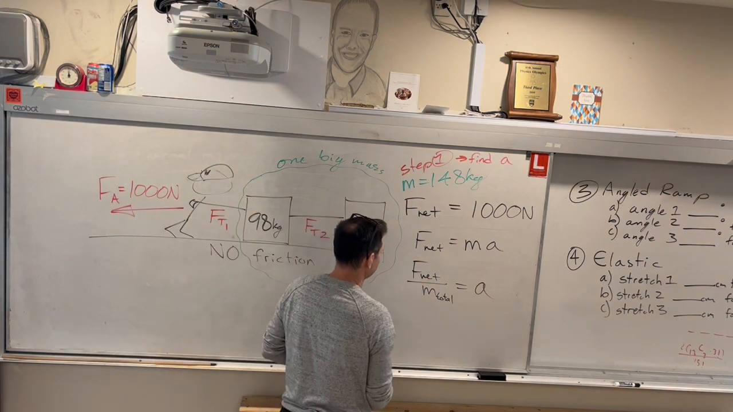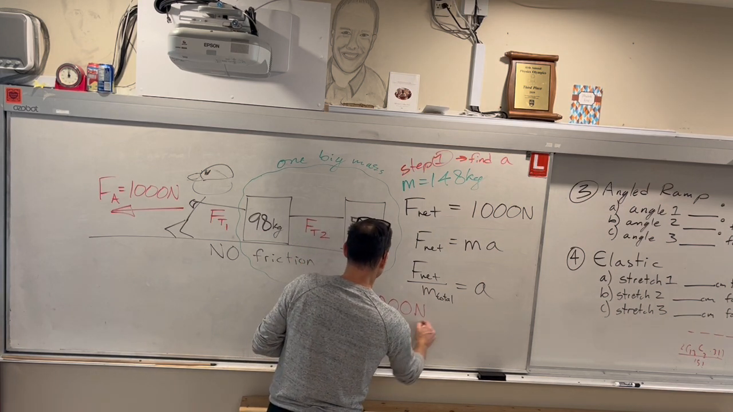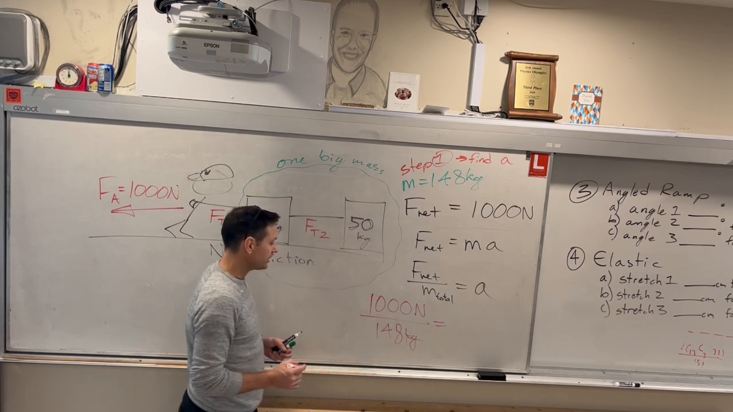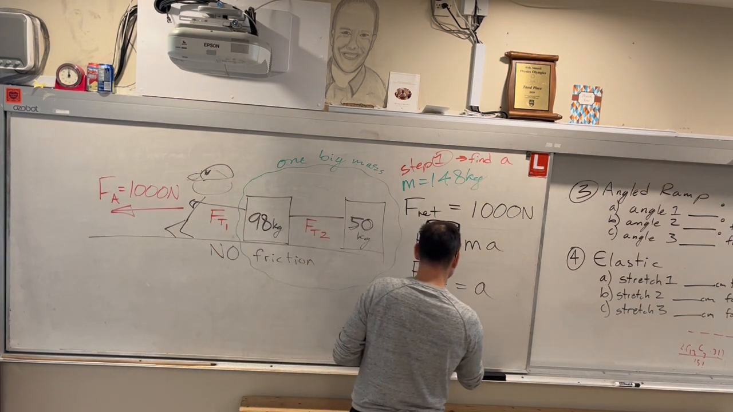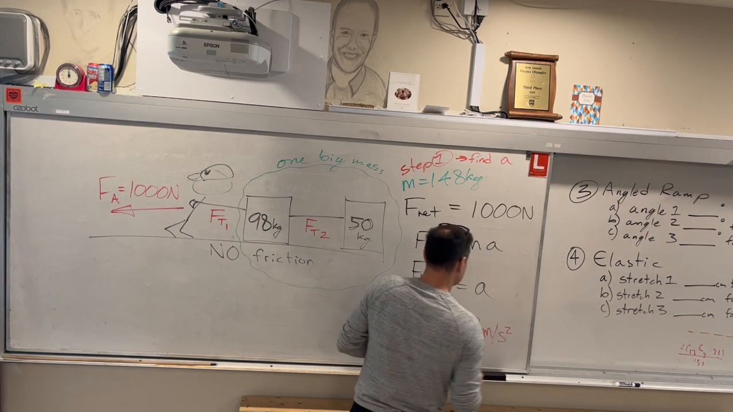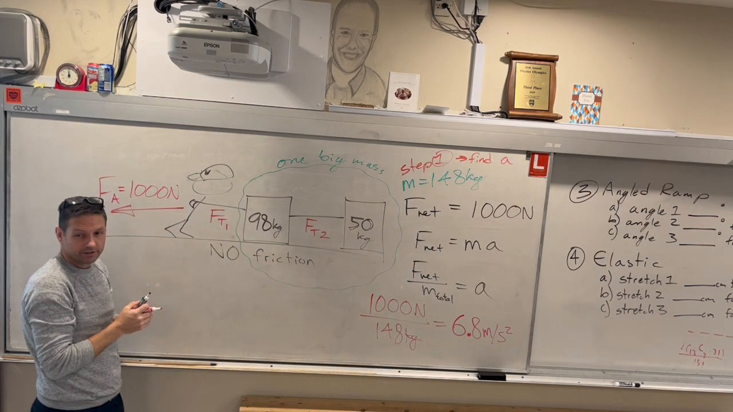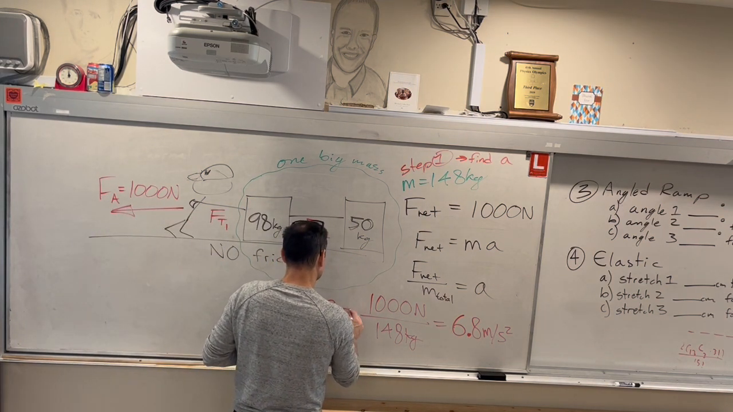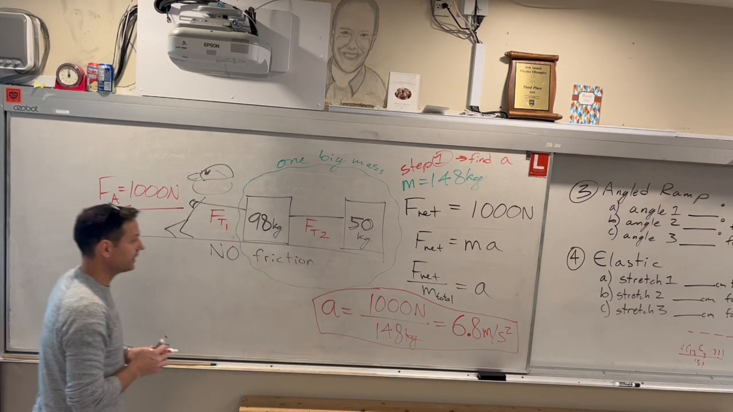Okay, so F net over M total equals a. And if we do that, we have 1,000 newtons over 148 kilograms. And so our acceleration is 6.8 or so. We're not really worried about being super precise. And so this thing, all of it, is going to accelerate at 6.8 meters per second squared. This is the acceleration. Okay, we've got that now.